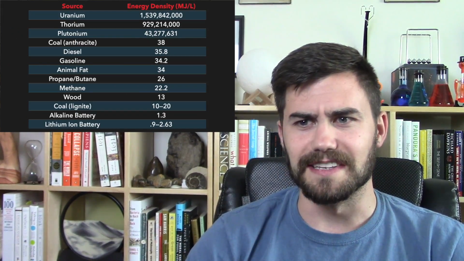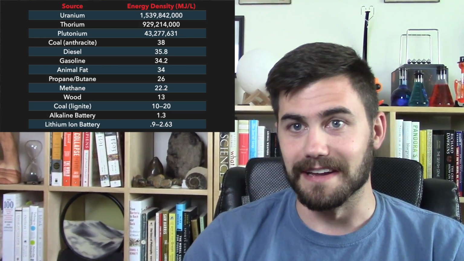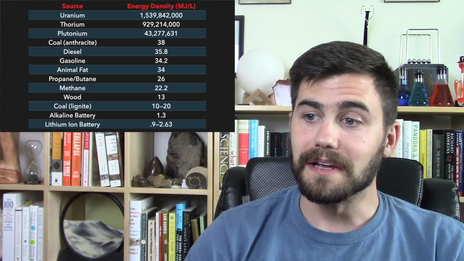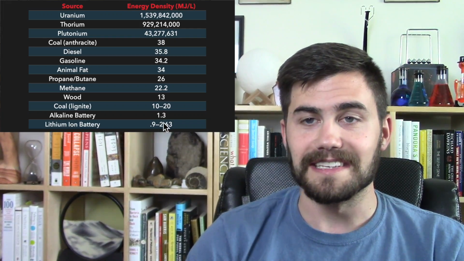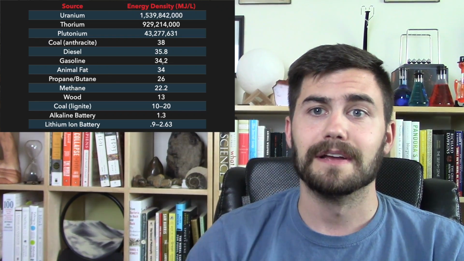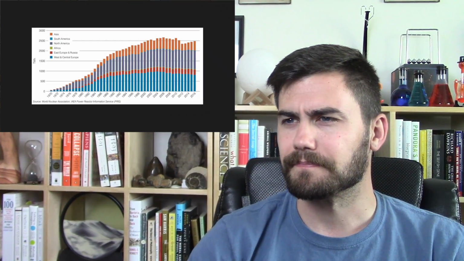Here's the relative energy densities of a bunch of different things. Lithium-ion battery is very low. That's why Teslas and electric cars are so heavy, because the energy density of batteries is so much lower than gasoline. So you have to cram a huge mass of material into your car.